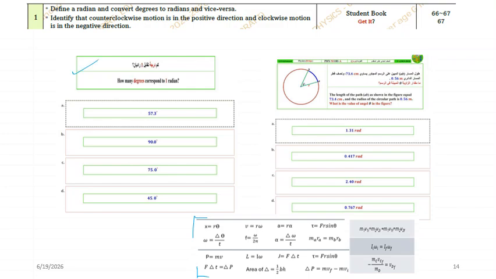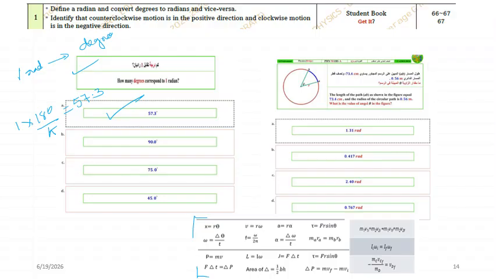How many degrees correspond to 1 radian? So I need to convert 1 radian to degrees. Easy. You know it. How do I convert radian to degree? 1 multiplied by 180 over pi. So how much would it be? It will be 57.3. So which will be the correct option? This one.